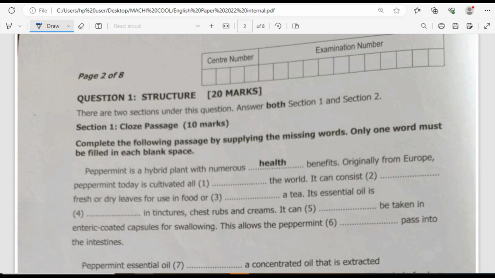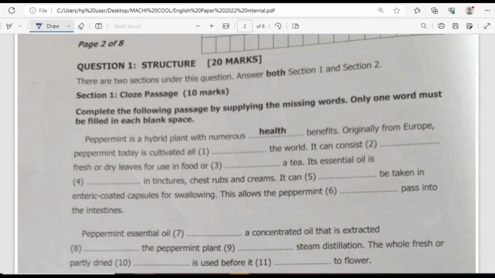Section 1 is a clause. Complete the following passages by supplying the missing words. Only one word must be filled in each blank space. Once you've been given a clause, it is very important that you go through it. The first time you can read the whole clause, and then on the second pass, that is when you can start answering. That will be very helpful in your exams as you are preparing to sit for your exams, whether internal or external, that is GCE.